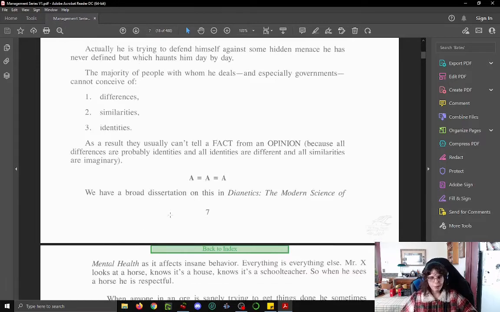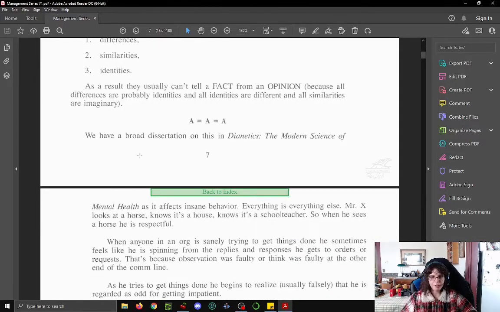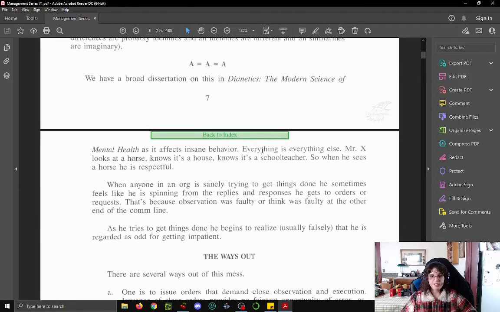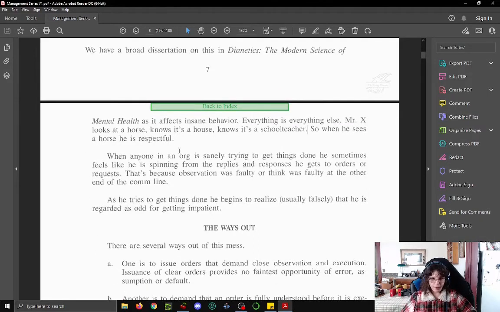Dianetics. We have a broad dissertation on this in Dianetics, the modern science of mental health, as it affects insane behavior. Everything is everything else. Mr. X looks at a horse, knows it's a house, knows it's a school teacher. I don't know what kind of engram you got going on there, but that's weird. That's not how A equals A works. So when he sees a horse, he is respectful. At least not as how I know it works from Dianetics.